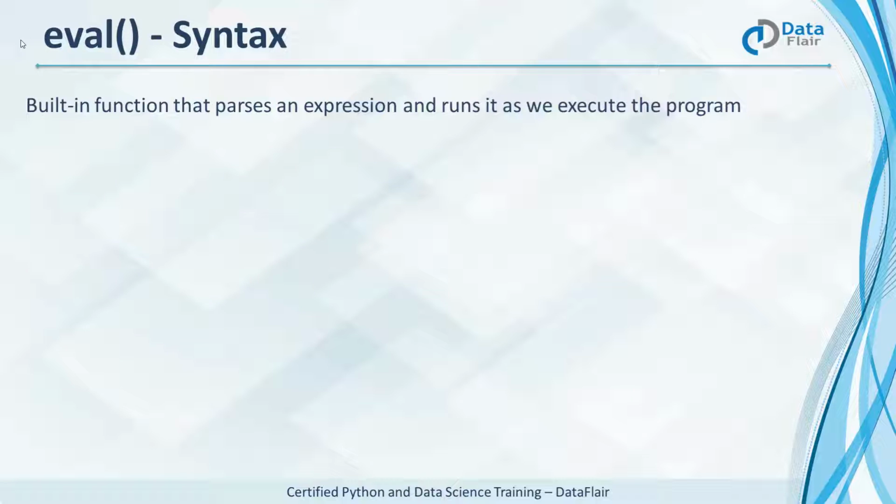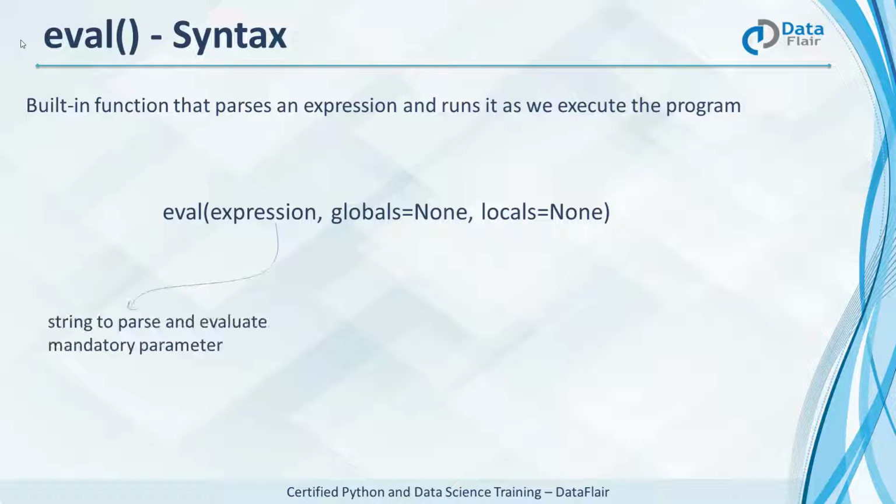Eval is a built-in function that parses an expression and runs it as we execute the program. You can say that it evaluates it. This is the syntax it takes. It takes three arguments: an expression, and globals and locals. Expression is the string we want to pass and evaluate.